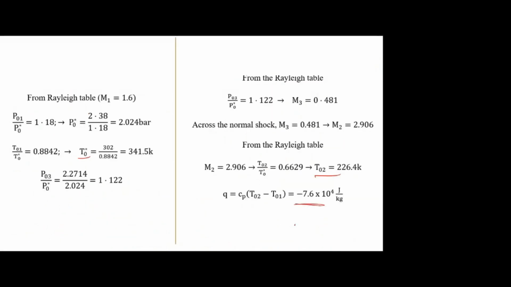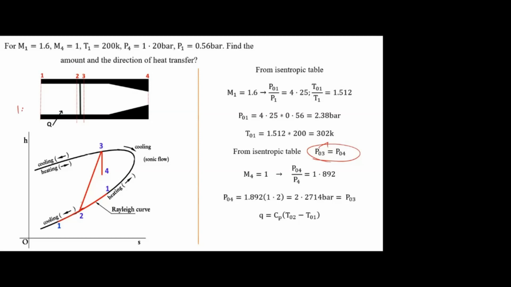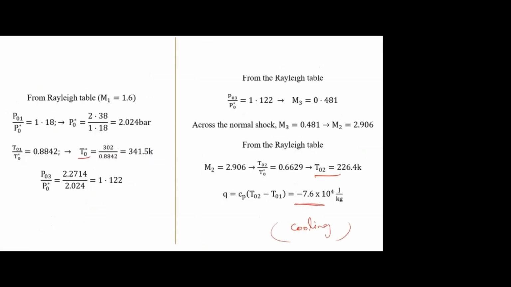Minus means there is a cooling process. If we take 1.6, heat addition will decelerate the supersonic flow, so heat rejection will accelerate the supersonic flow. Now we will see the M2 value. From 1.6 it increased. Due to the heat rejection, it is accelerated to 2.9. Then there is a normal shock which converts 2.9 to 0.481. Then there is a divergent section, so this 0.48 is again accelerated to 1. Like that, this problem went. Is it clear?